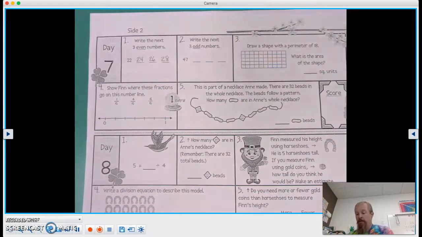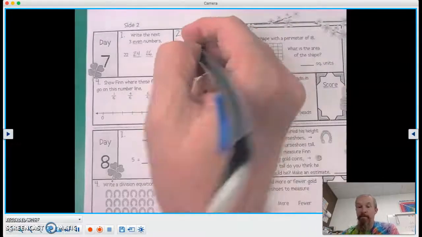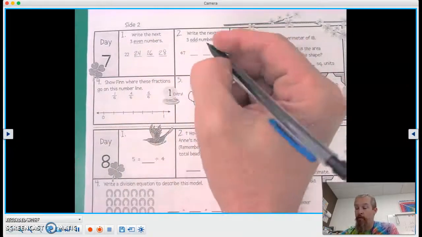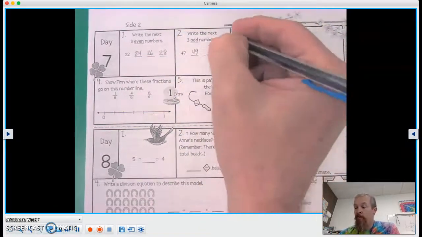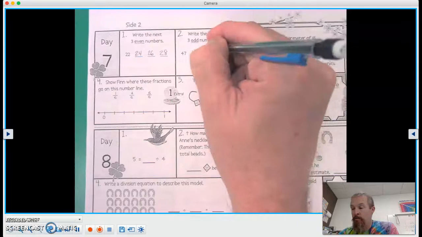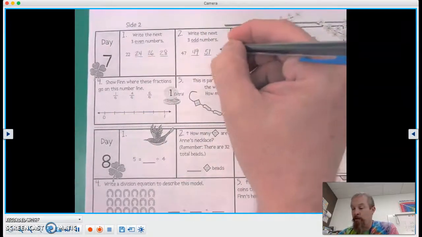All right, now we're going to do the same thing, except it looks like we're doing odds now, right? It says write the next 3 odd numbers. So 47, skip 48, and then we're going to write 49. Skip 50, write 51. Skip 52 and write 53.